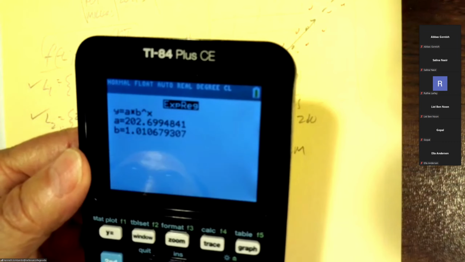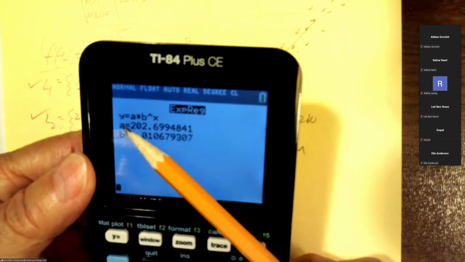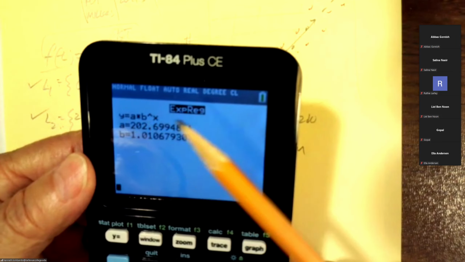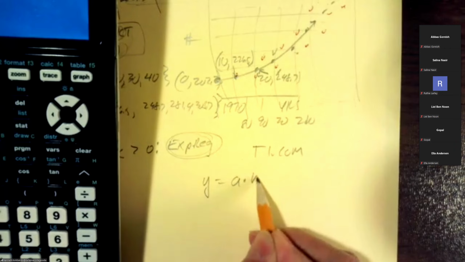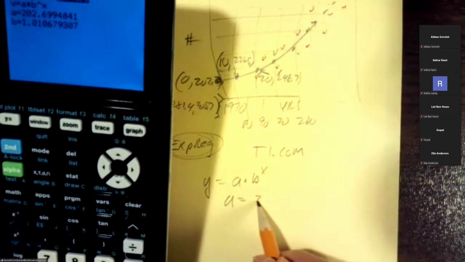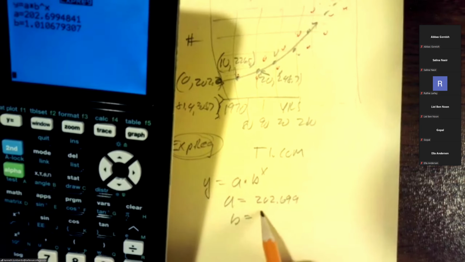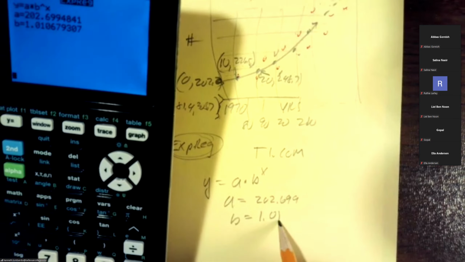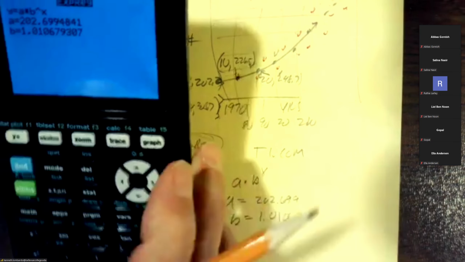And the calculator says, well, for an exponential expression, that looks like the form y equals a times b to the x. Your exponential expression for a would be 202.699. And for b, your value would be 1.01067, and however many digits you want to use.